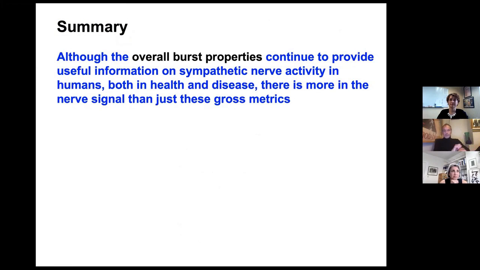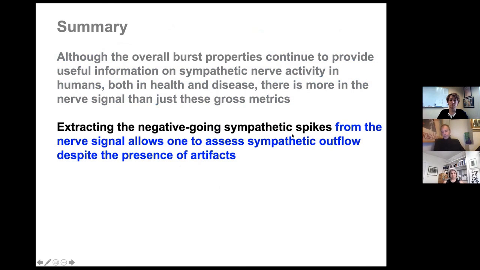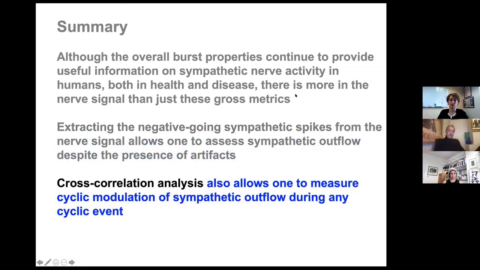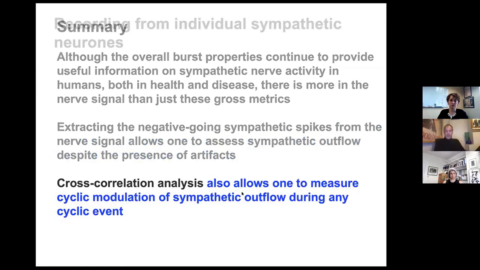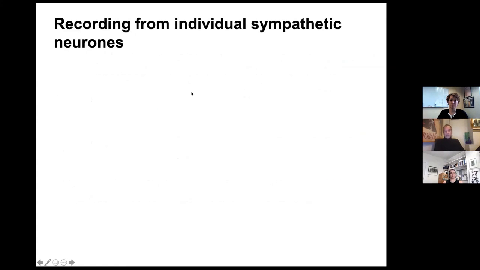So just to summarize this first part, although overall burst properties continue to provide useful information, there's actually much more than these somewhat gross metrics, burst frequency, burst incidence, for instance. Extracting the negative-going spikes allows us to get rid of artifacts and perform cross-correlation analysis. And then that leads us to the pinnacle, as it were, of extracting sympathetic activity from the raw nerve signal, and that is recording from individual sympathetic neurons.